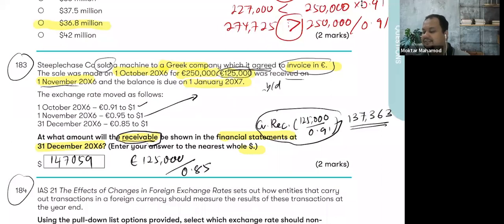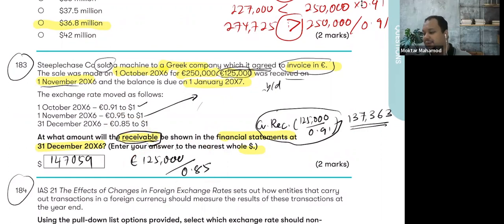but you want the receivable balance at the year end. So you know that 250,000, half is already paid. That means the balance left at the year end will be 125,000. So directly divide by the final spot rate, or the year end rate, for dollar to euro. So you don't have to think further.